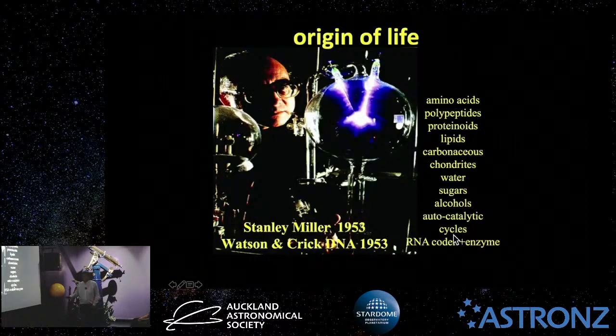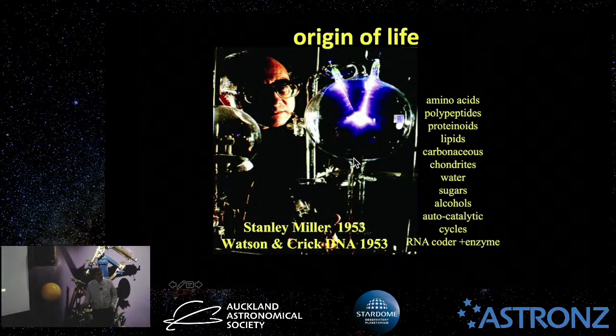Okay. Now, in the origin of life, here's Stanley Miller, who in 1953 found, hey, I can make life in a test tube. What he was making was amino acids. And then you put them together into polypeptides and proteinoids, lipids, carbonaceous chondrites. These are all the things that people who are interested in the study of the origin of life have to play with in their laboratories, trying to figure out if they can make life, synthetic life. So far, no takers, but that's what's going on. One thing that's missing from synthetic life is time and natural selection.